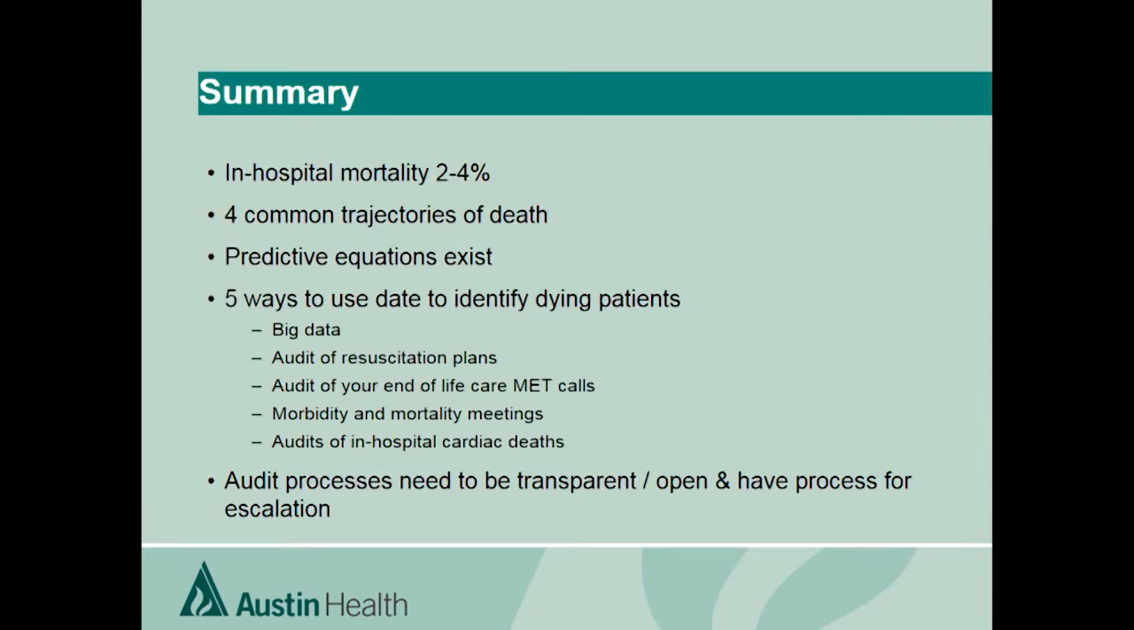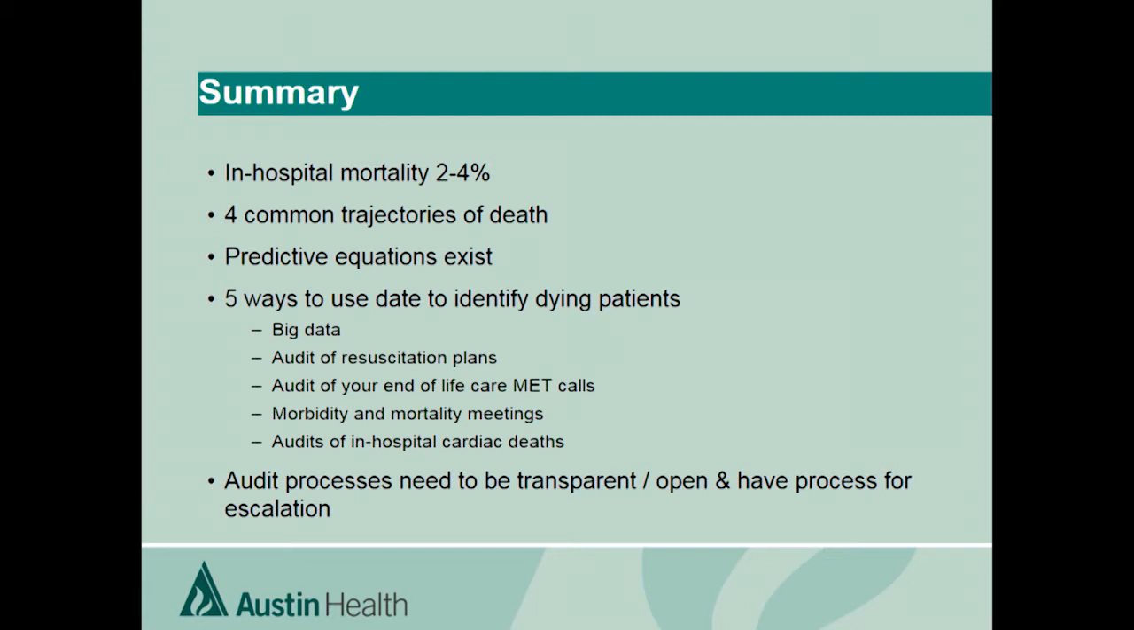So in summary, the mortality of in-hospital patients is somewhere in the order of 2 to 4%, and we've talked about 4 trajectories of death. I think the most useful one is the gradual decline with recovery, because that's a lot of the patients who die in our hospitals, and that's the one we can intervene 12 months out when they get the diagnosis of a life-limiting illness. Although predictive equations do exist, we should not use them to dictate treatment, but to inform conversations that we have with patients, because predictive tools do not perform well on an individual patient. They're designed for a population.